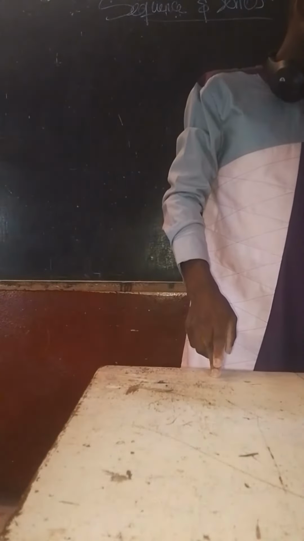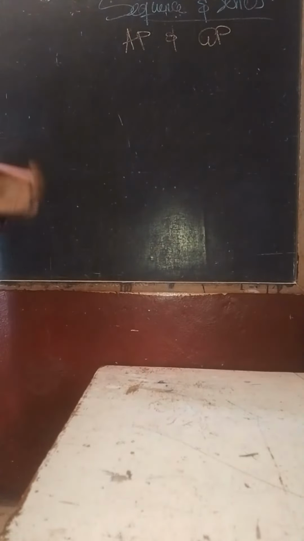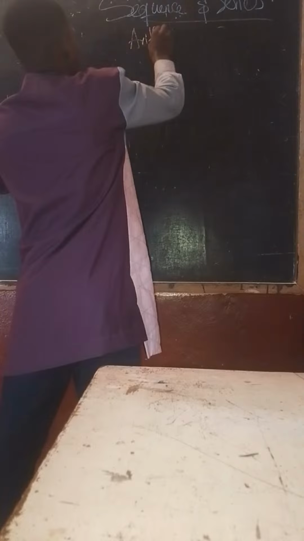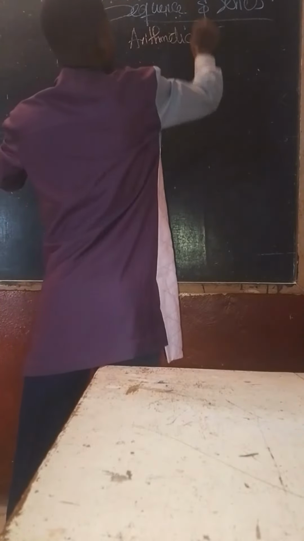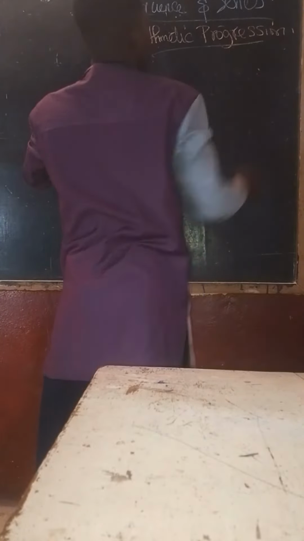Sequence and series. Under sequence and series, two things that we're going to be doing: number 1, AP, and number 2, GP. We are together. So just write 1, arithmetic progression, in bracket AP.